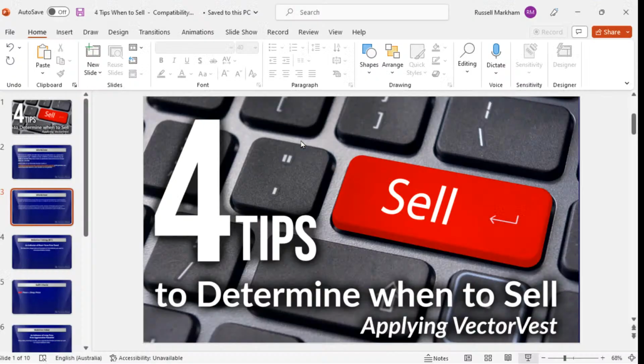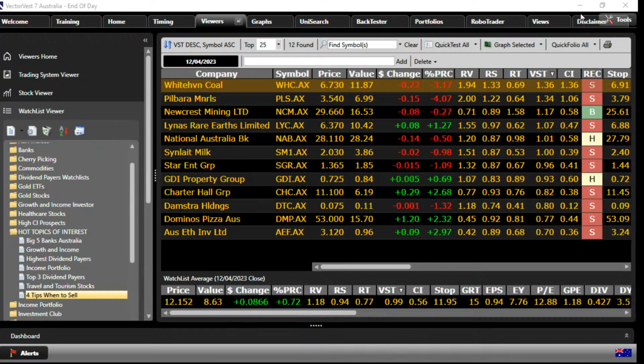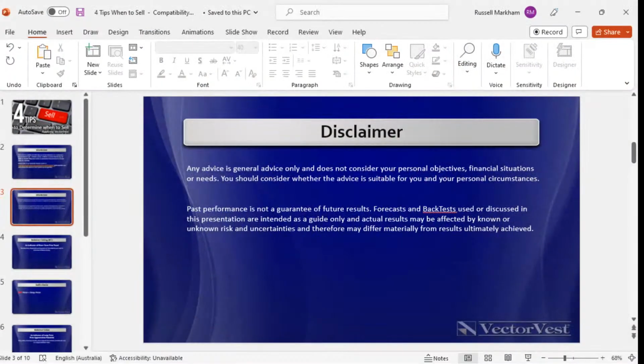All right, so with that said, let's get out of here and hop into VectorVest. What I've done today is I've created a watch list of 12 stocks, which I thought would demonstrate the 4 tips when to sell very, very nicely. You can practice this technique with as many stocks as you wish. I've picked 4 here to demonstrate. Before I do so, I'm just going to cover some basic definitions just to assist us on knowing when to sell.